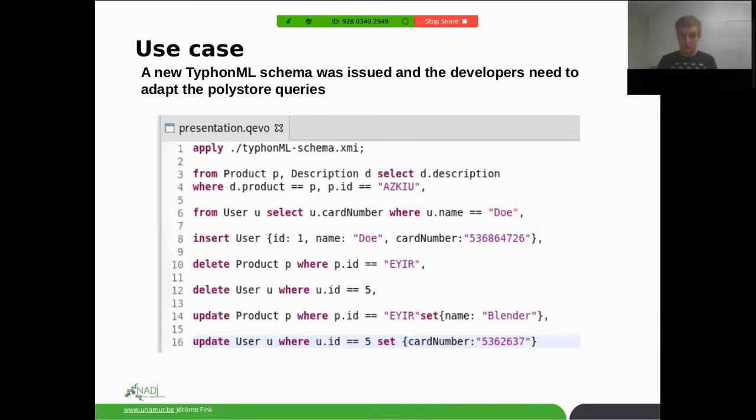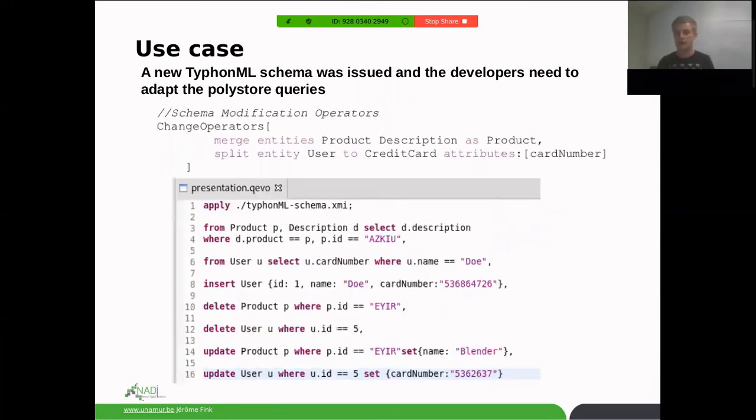Let's imagine that you're a developer and you want to upgrade your queries after a modification in the TyphonML schema. First, you will have to reference the correct version of the schema on which your queries are expressed and containing the correct change operators to apply. Then you will list all the queries you want to update in the query evolution script.